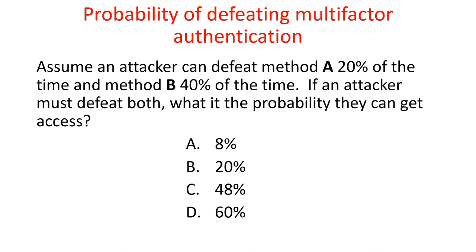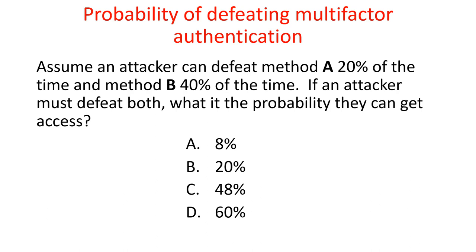The most common answer is A, 8%, which is good because that is, in fact, the correct answer. This is not really a security problem, but it is a math problem. Okay. You've got A and B. Let's think about 100 attempts. You're going to make 100 attacks on this. And so 40% of the time you get through B. There'll be 40 of them that would be good. Now, then you have to defeat system A, which goes 20% of the time. So it's 20% of 40%, which is 8%. So you only get through 8% of the time.